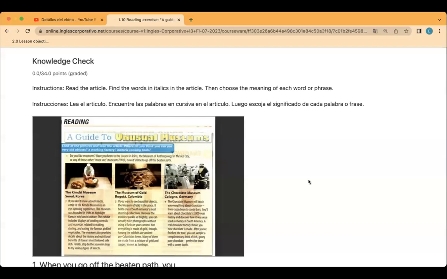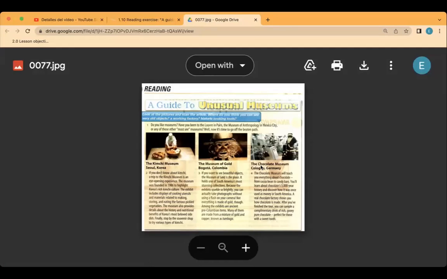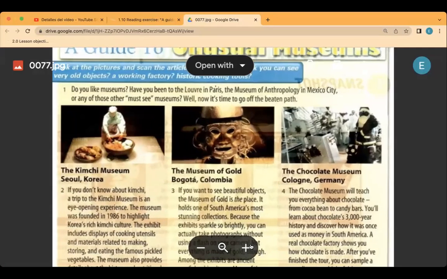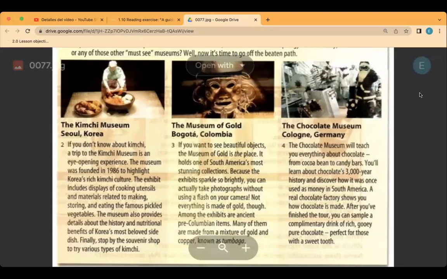Here we have 3 paragraphs. I'm going to make it bigger so that it's easier for us to read. Okay. There. Is this better? Can you see it? Yes. Good. So we have now here the Kimchi Museum, the Museum of Gold, and the Chocolate Museum.